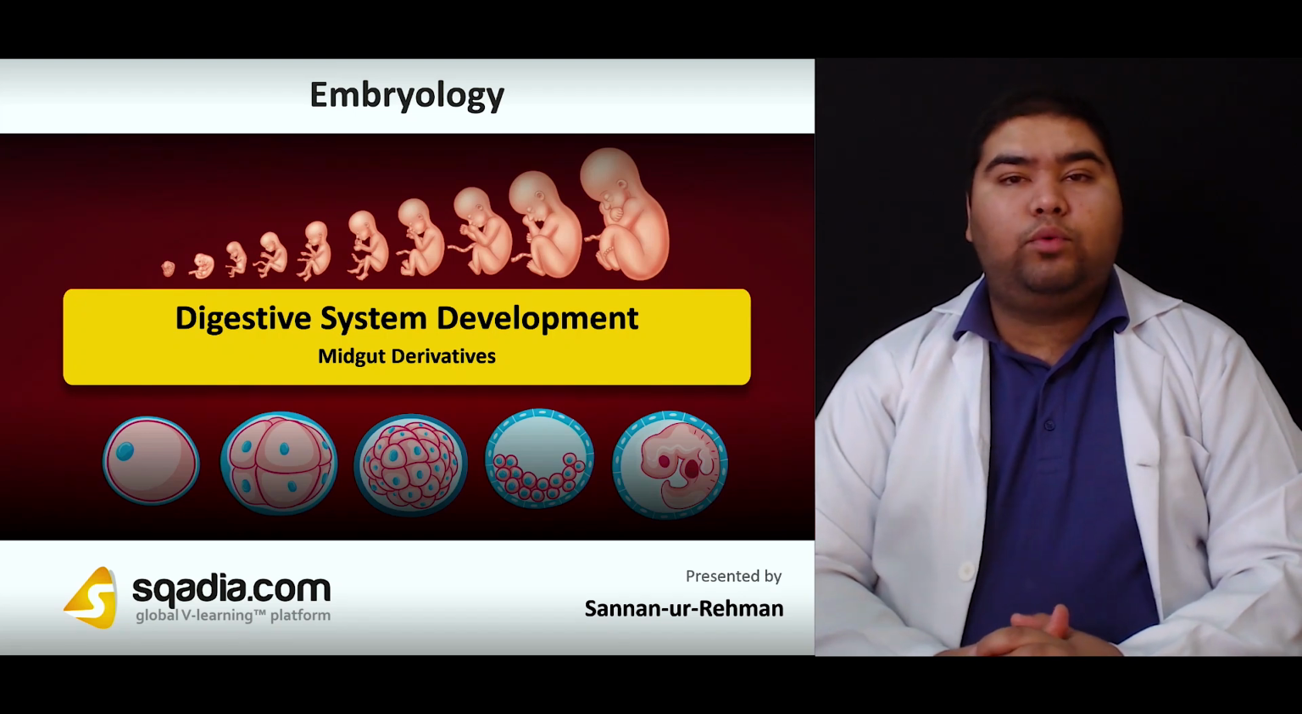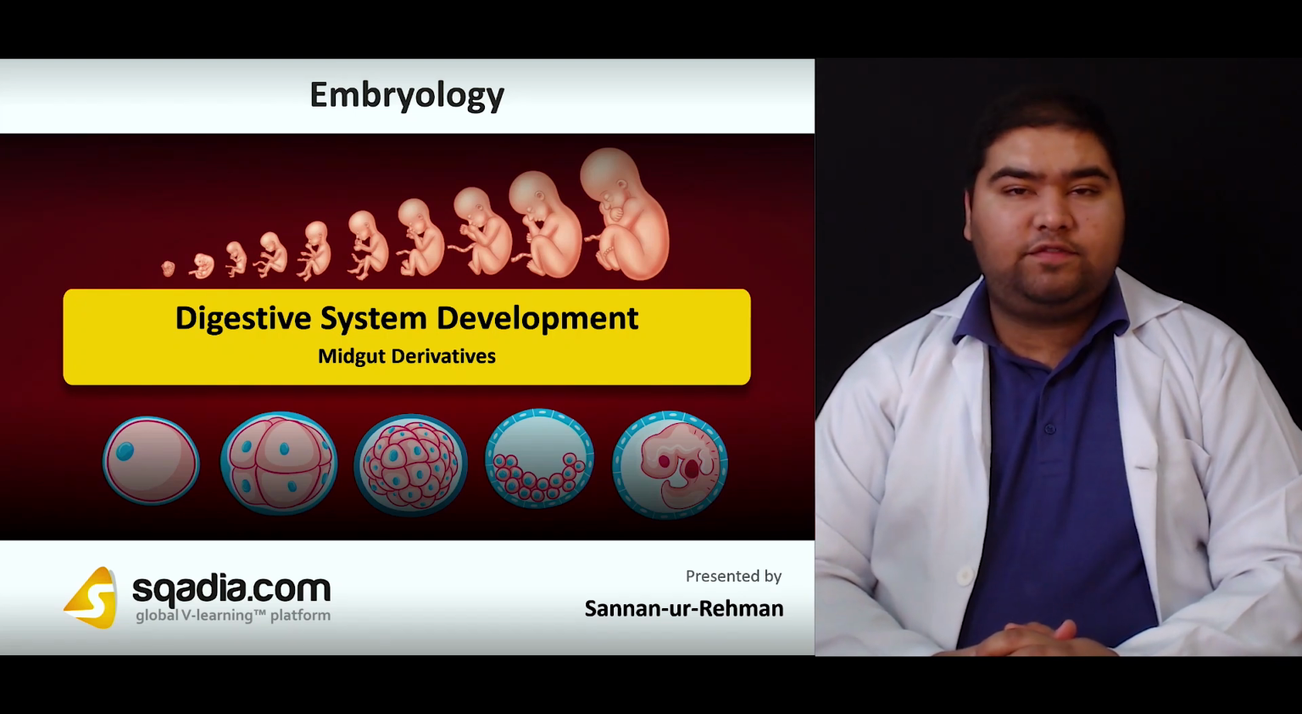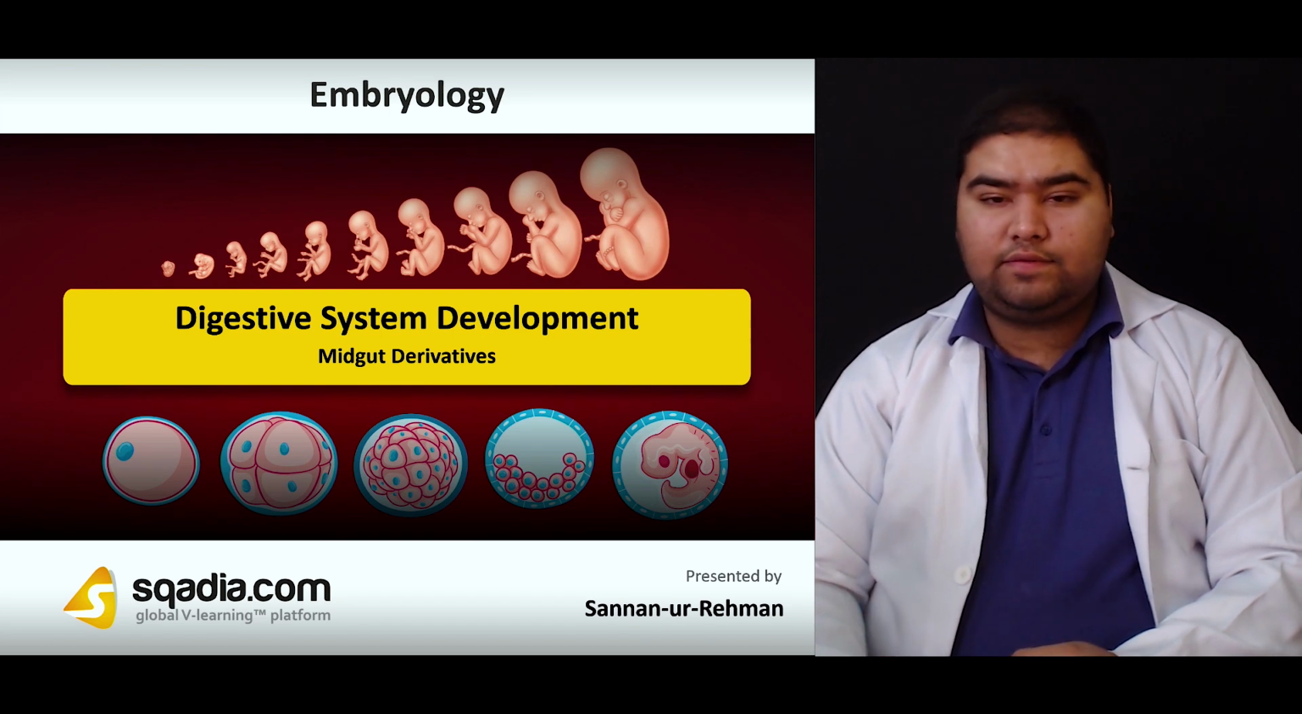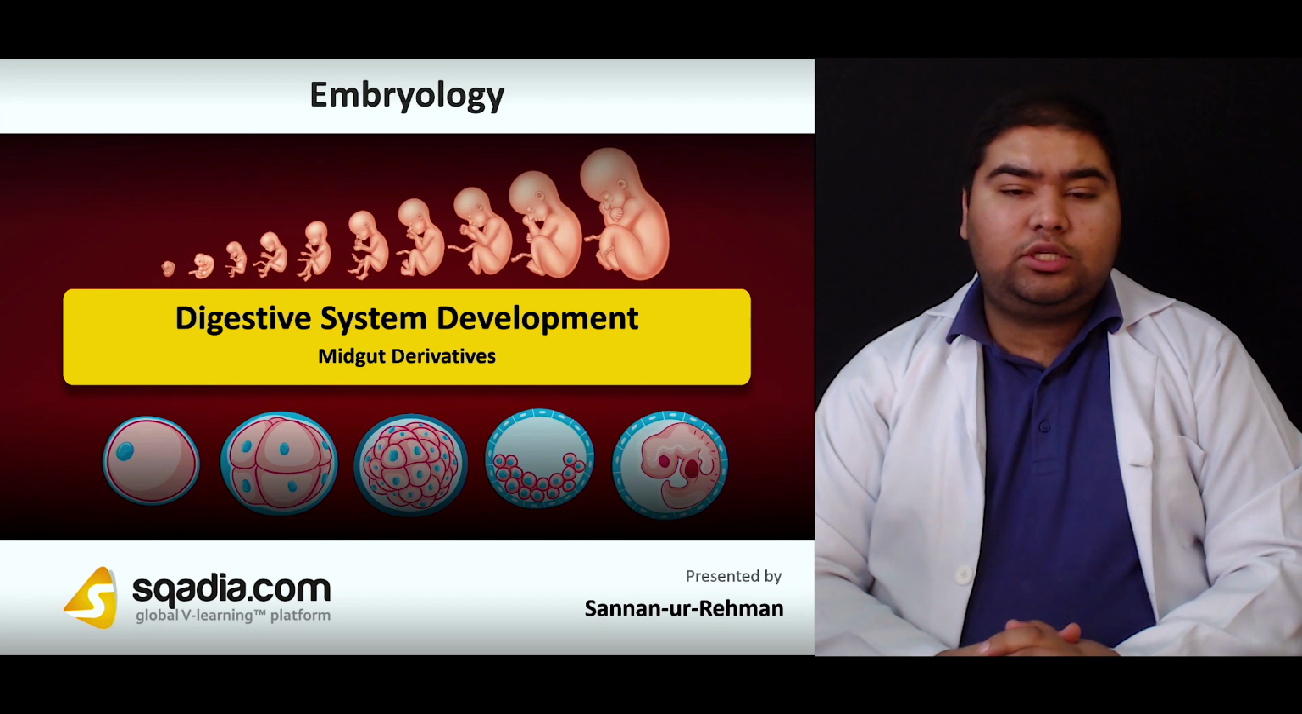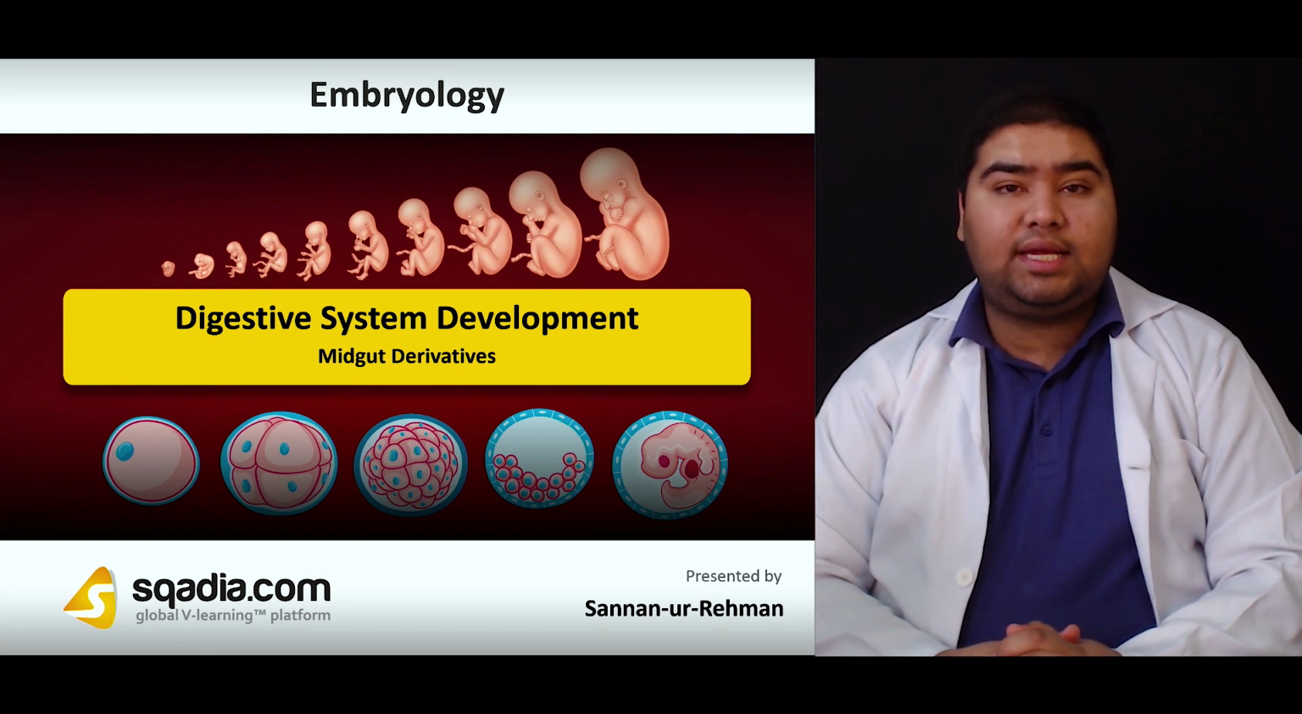Hello everyone, welcome back. We're talking about the digestive system development, and now we're talking about the midgut derivatives. In this section we'll be talking about the rotation of the midgut loop, how the midgut loop attains its adult position. We'll talk about the development of the cecum and the appendix.